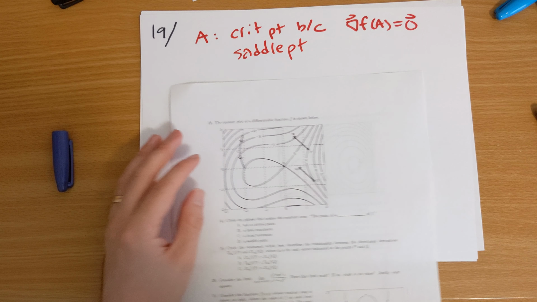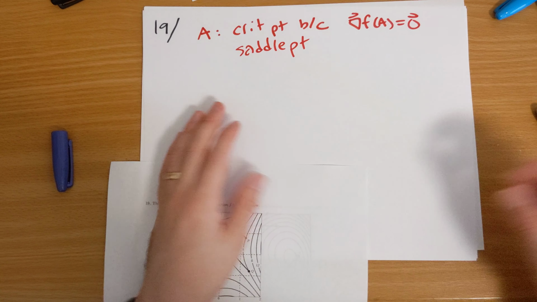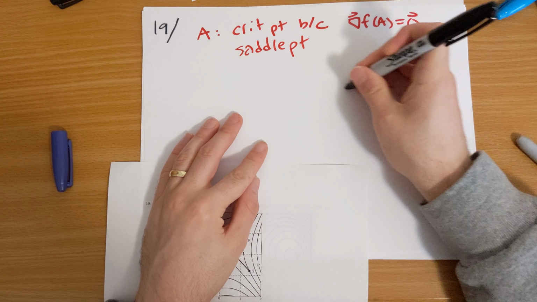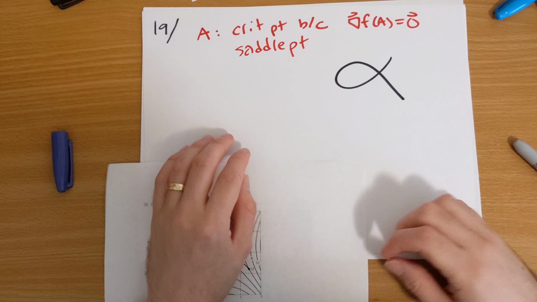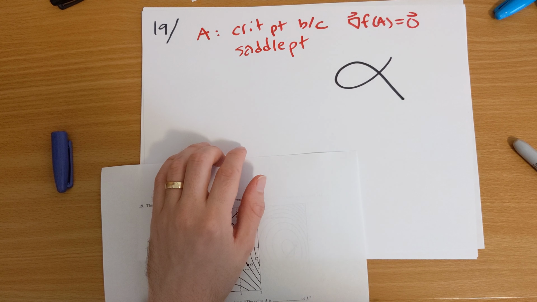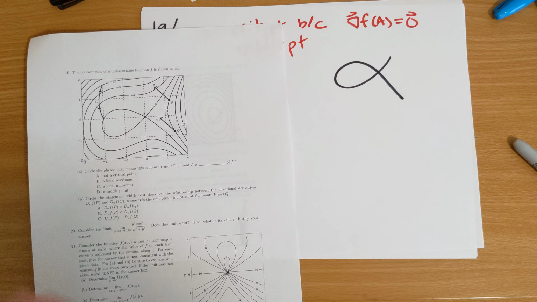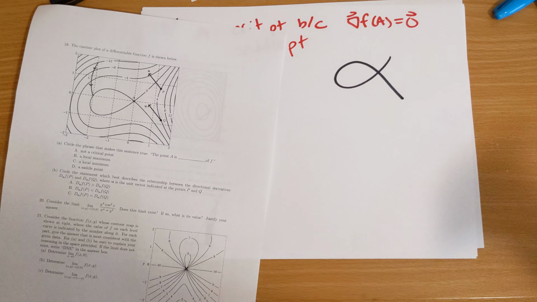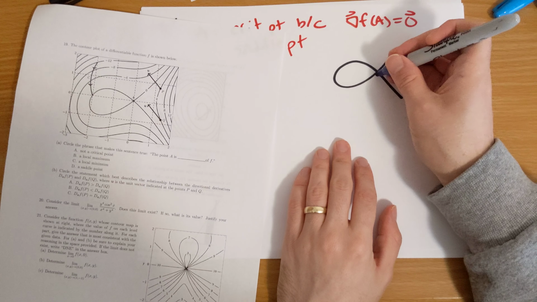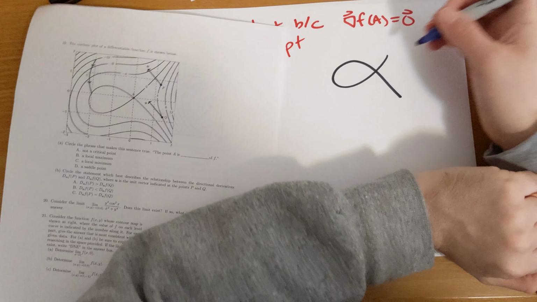Why is it a critical point? Well, I said to you, the explanation for this is the gradient is equal to 0. So I just kind of redrew the picture here. What do we know about the gradient? The gradient has to be orthogonal to the contour.